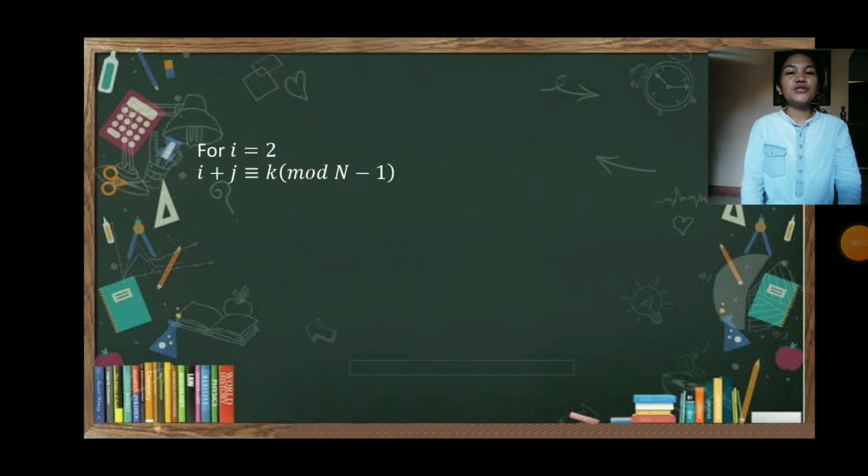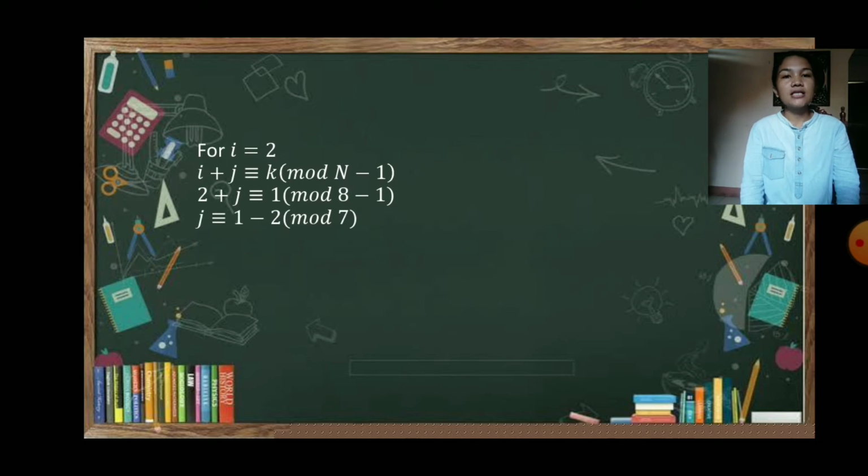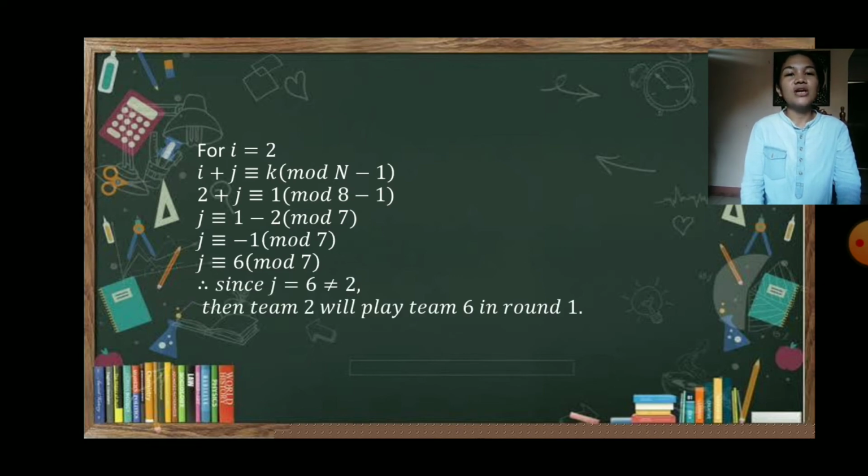For I equals 2, we have I plus j is congruent to k mod n minus 1. Then 2 plus j is congruent to 1 mod 8 minus 1. Then j is congruent to 1 minus 2 mod 7. J is congruent to negative 1 mod 7, and negative 1 mod 7 gives j congruent to 6 mod 7. Since j is 6 and 6 is not equal to 2, team 2 will play team 6 in round 1.